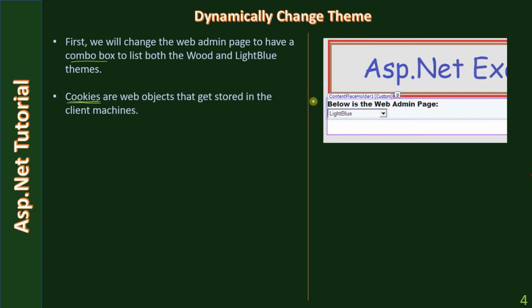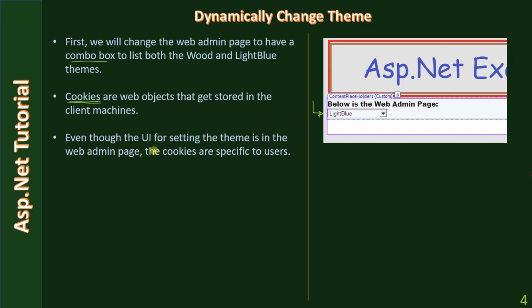So if you see here, we are changing the web admin to have a combo box, and this combo box will list both of our themes. So that means it will list light blue as well as wood. Even though the UI for setting the theme is in the web admin page, cookies are specific to users.